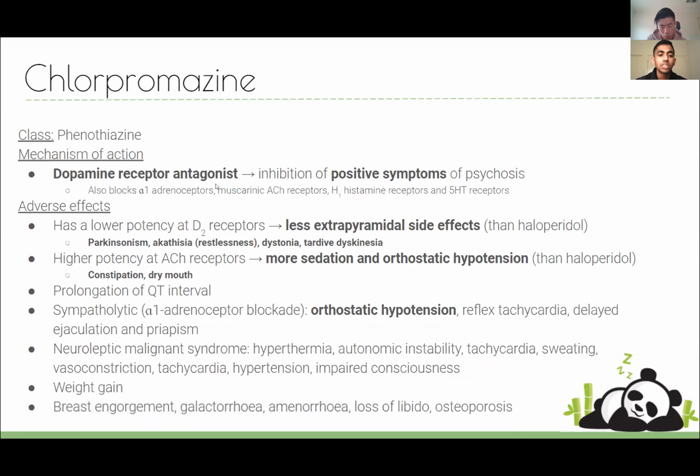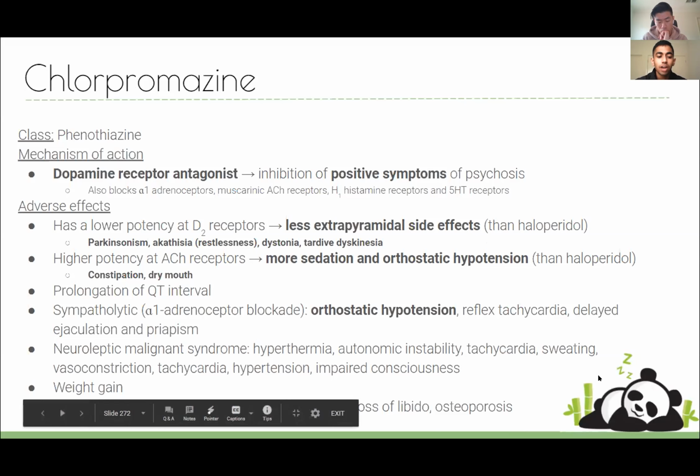It's a dopamine receptor antagonist. It also has other effects on those receptors we talked about, so alpha-1, muscarinic, and our histamine receptors. But the important thing to note is that it's got lower potency at the D2 receptors in the nigrostriatal pathway. So you're going to see fewer extrapyramidal side effects as opposed to haloperidol, which is the other drug we're going to be talking about. And we've got higher potency at the acetylcholine receptor. So we're going to see more muscarinic effects and alpha-1 adrenal receptor effects as well in chlorpromazine as opposed to haloperidol. And that's really important.